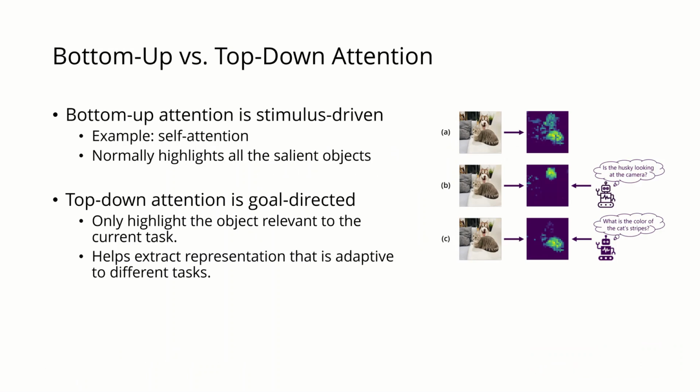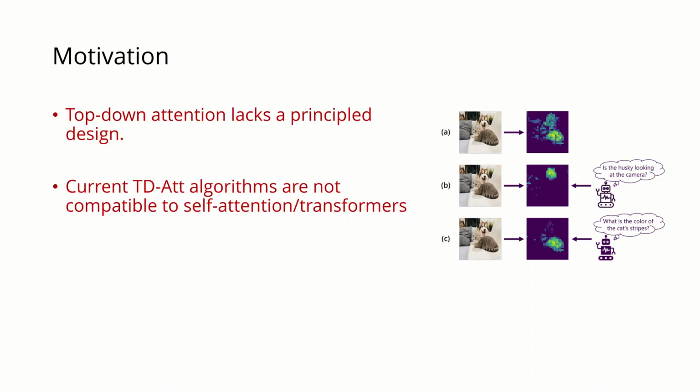This work studies top-down attention, which is a concept opposite to bottom-up attention. Bottom-up attention means attention that is only dependent on the input. It will normally highlight all the salient objects in the image. On the other hand, top-down attention means attention that is directed by the high-level task. It only highlights the object that is relevant to the task while ignoring the others. And this can help us extract a task-adaptive representation.